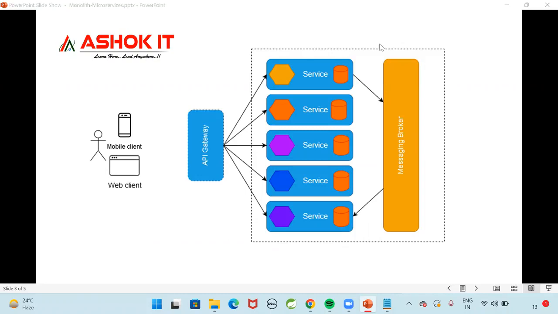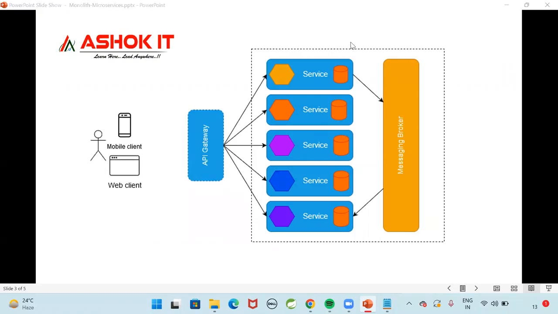Right, guys? Microservices is not a separate programming language. Microservice is not a separate API. Microservice is not a separate framework. Then what is microservice? Microservice is nothing but a design pattern to develop our application.